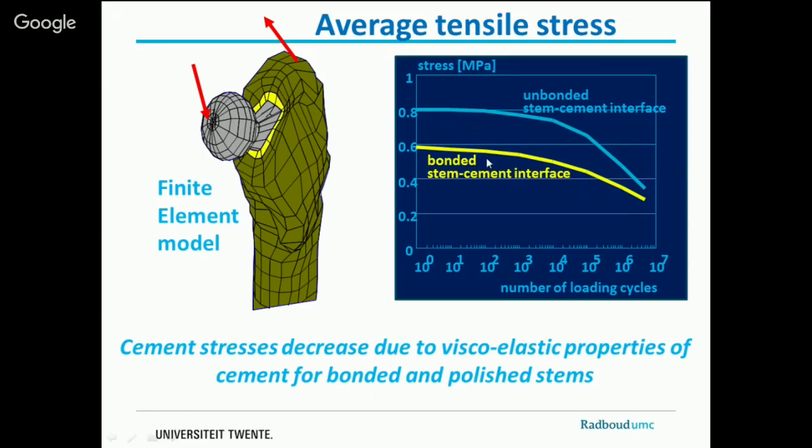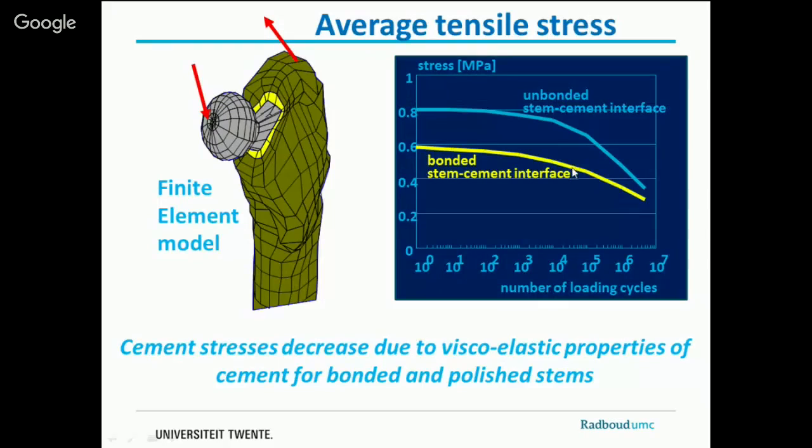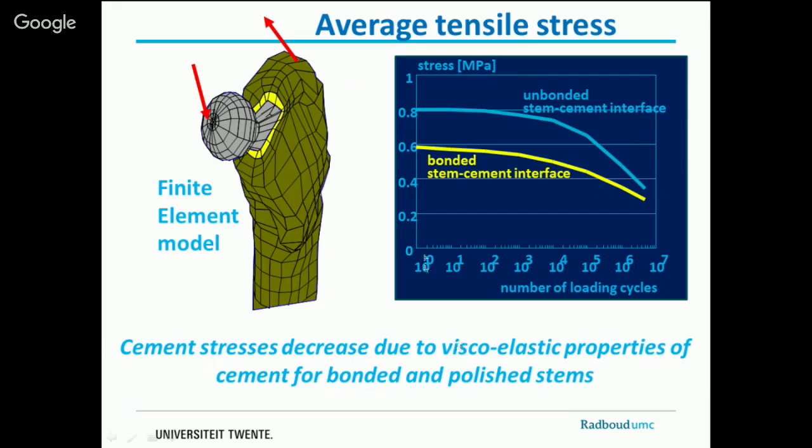And it's interesting because the people who sold the Exeter stem, they said stress relaxation only occurs around the polished stem and not in a bonded stem. So, you know, you have to buy a polished stem. But of course, stress relaxation is a phenomenon of the cement. It's not bound to a bonded or an unbonded interface, it happens always.